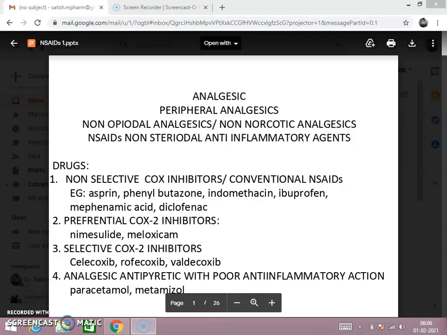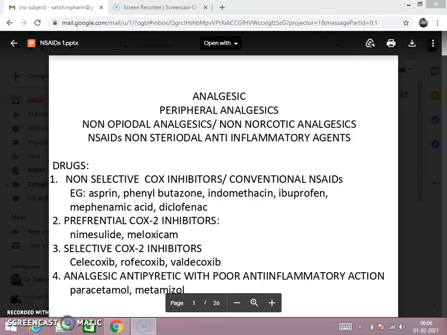These NSAIDs can be abbreviated as non-steroidal anti-inflammatory agents. Here you may have heard the word steroids, because steroids are the best anti-inflammatory agents. They show action either by causing immune suppression or by blocking the secondary mediators which get released from the inflammatory pockets. The secondary mediators include prostaglandins, 5-hydroxytryptamine, or leukotrienes. So when they are blocked, anti-inflammatory responses are shown.